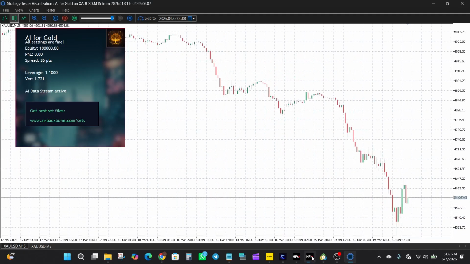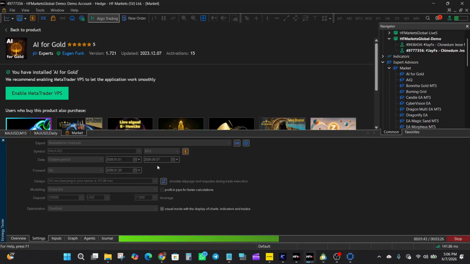Okay, so in as much as the backtest is over about 5 months plus, I will recommend testing this EA over maybe 1 year, 2 years, or even more, depending on how much data you want to capture for the backtesting, so that you can capture a wide range of market conditions and get a more comprehensive result.